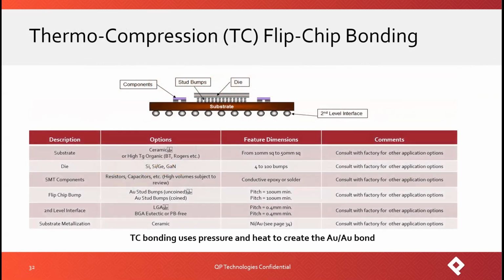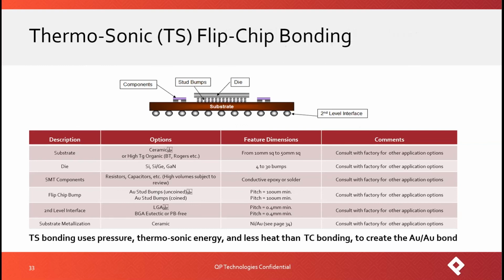Moving from there, we have two options as far as gold to gold: Thermo-Compression and Thermo-Sonic bonding. There are limitations. Thermo-Compression is certainly the most cost-effective and the easiest. The issue here is that the temperature required is in excess of 300 C, so the substrate becomes quite critical. Thermo-Sonic is a lower temperature, more forgiving in the temperature, but it also requires special collets and handling.